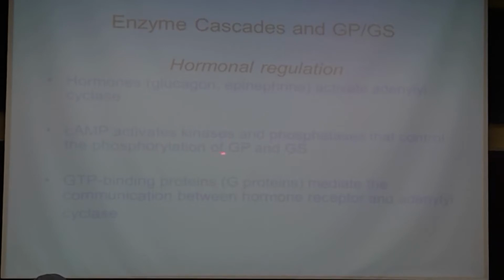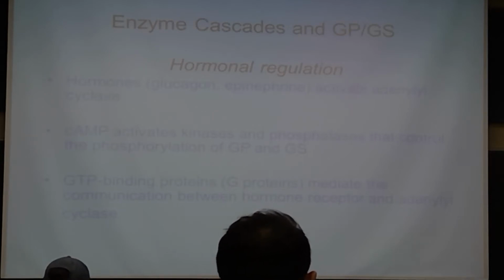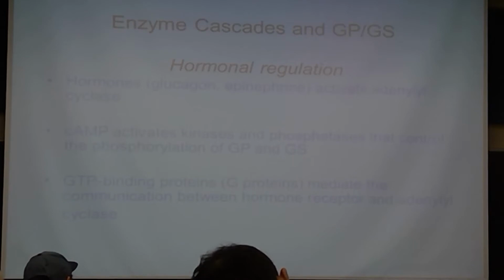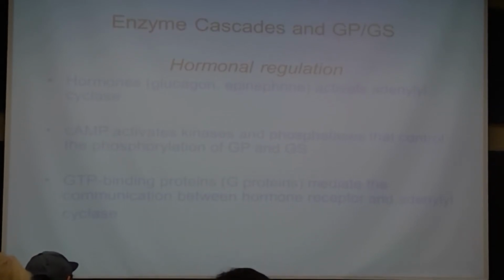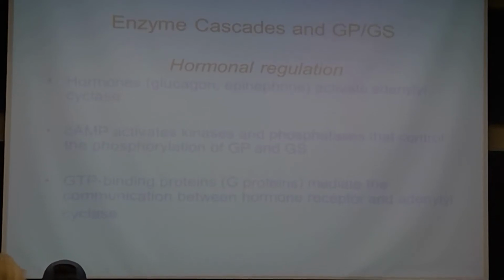Cyclic AMP activates kinases and phosphatases that control phosphorylation of GP and GS. Does it make sense? So cyclic AMP concentration controls the phosphorylation, that means the activity of glycogen phosphorylase or glycogen synthase. So phosphorylation and dephosphorylation is a major switch in many situations.